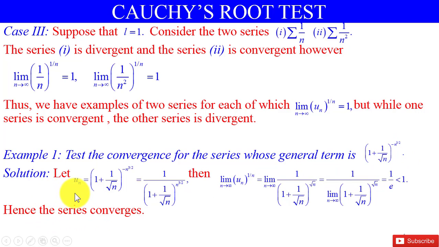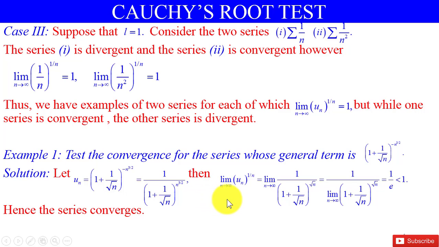Let u_n = (1 + 1/√n)^(n^(3/2)) = 1 / [(1 + 1/√n)^(n^(3/2))].